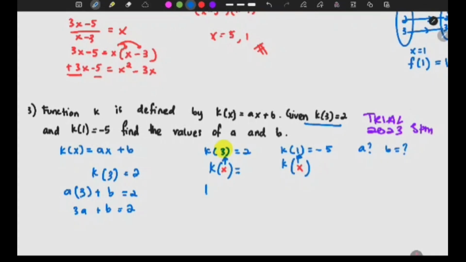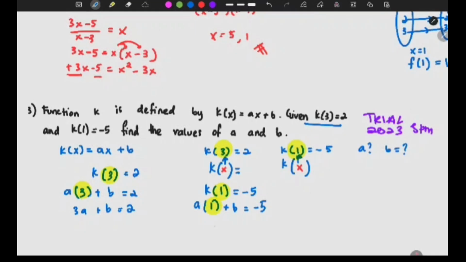And plus b, which I don't know. And this is equals to -5. And 1 times a is a. Whatever times 1, you get back the same thing, right? And a plus b is -5. It's the same thing, I didn't change anything, I bring it down. And you see I have 2 equations, equation 1 and equation 2.